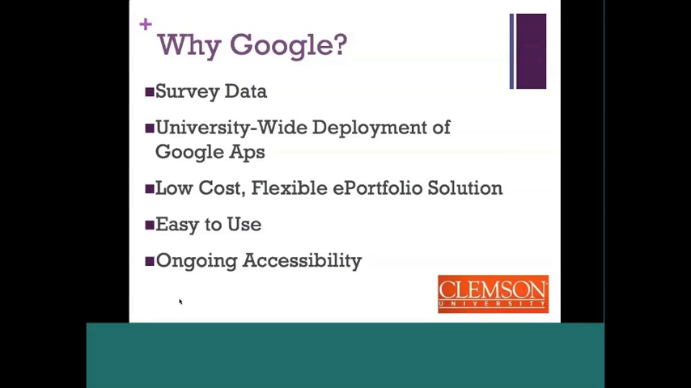The other huge and really important element of this is its ongoing accessibility. When a student leaves Clemson, they still have this G.Clemson account. So all of our students have a G.Clemson account that follows them even after they leave. They have their Google email, and they have their Google Sites, and they also have their Google Docs. So these are the reasons why we decided to go to Google.